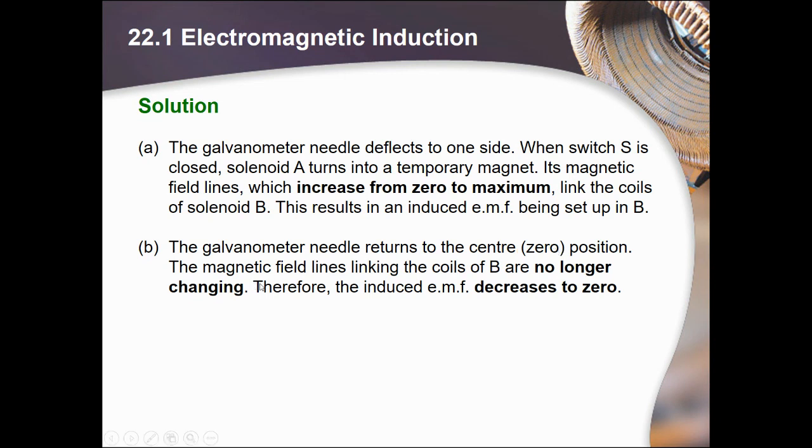Because when the switch remains closed for a few seconds, there is no change in magnetic flux linking the coil. The magnetic field lines linking the coil of B are no longer changing. The current has already stabilized inside coil A, so there is no change in magnetic flux linkage. So the induced EMF becomes 0 and the induced current also becomes 0. Galvanometer needle shows no deflection.